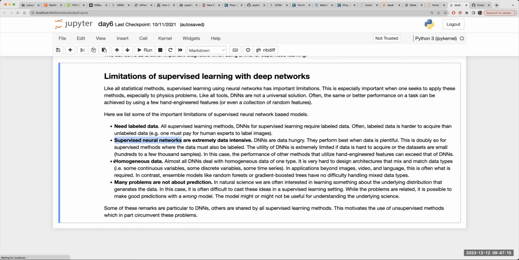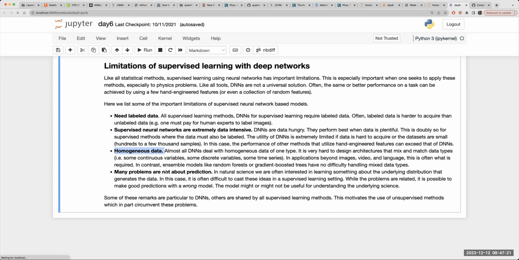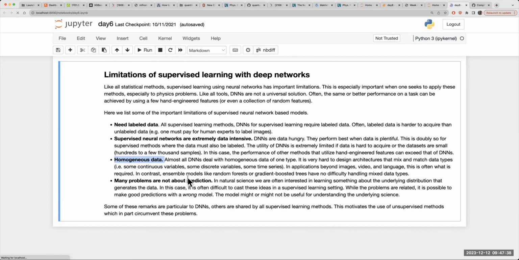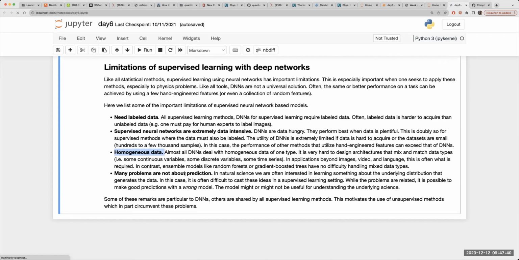They act on homogeneous data sets, which can also be a limitation. And then many problems are actually not about predictions. In natural science, we're often interested in learning something about the underlying distribution that generates the data. In this case, it's often difficult to cast this in a supervised learning setting. So the answer to this is more to use generative models, which we will not cover in this course.